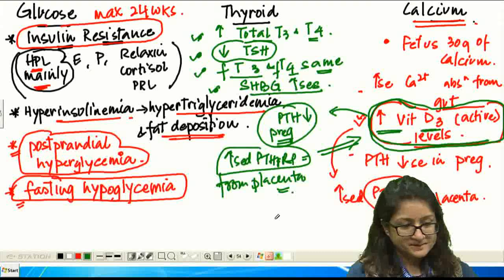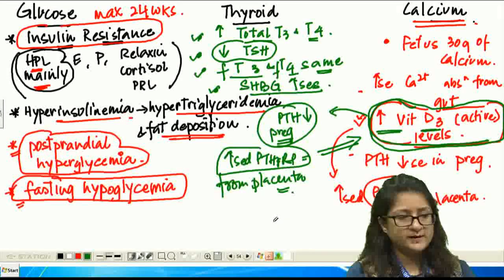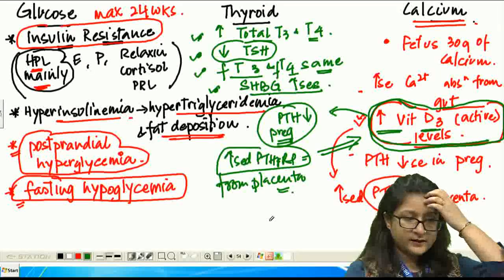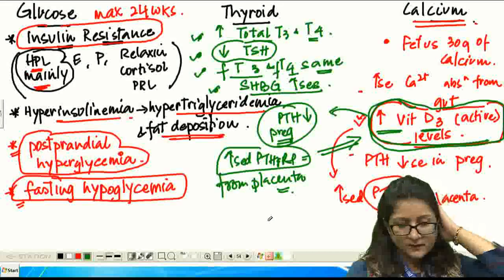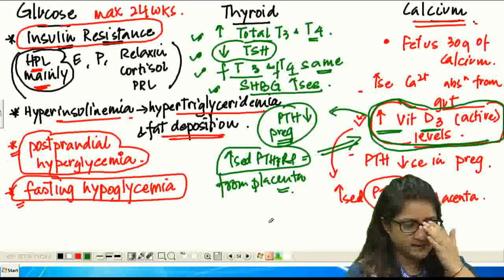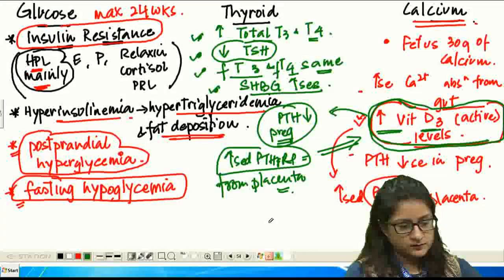All right. So these are the important points, and we have clubbed together the very, very important points about the metabolic changes in pregnancy. All right.